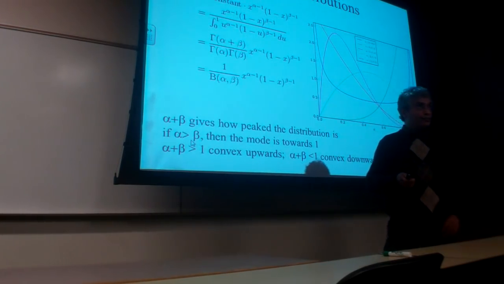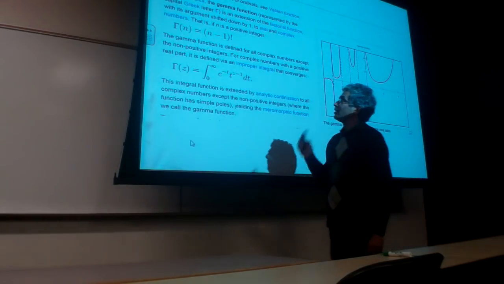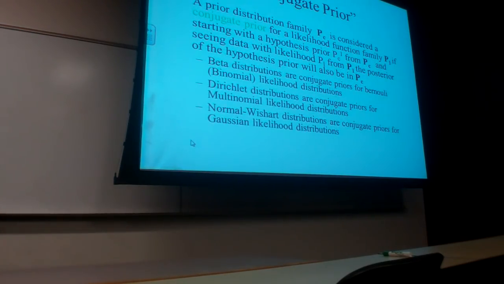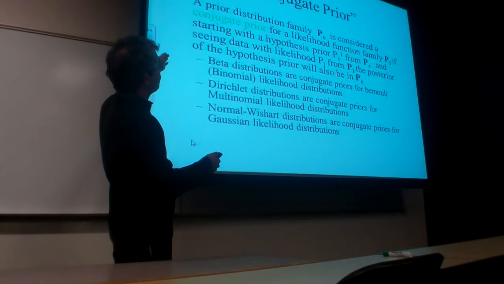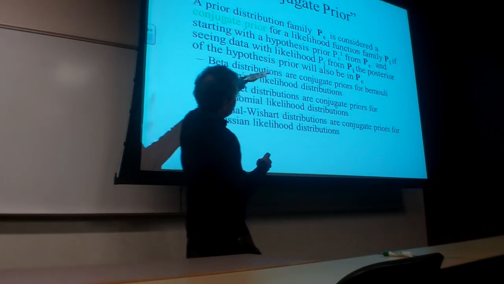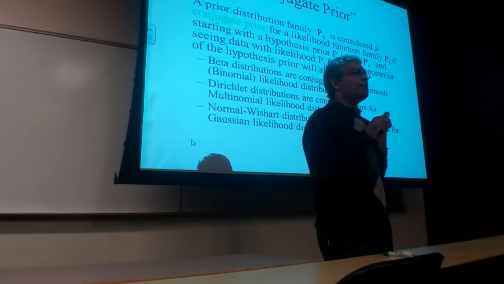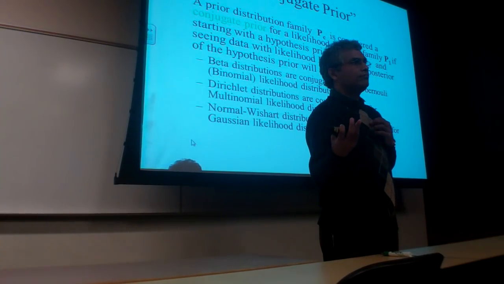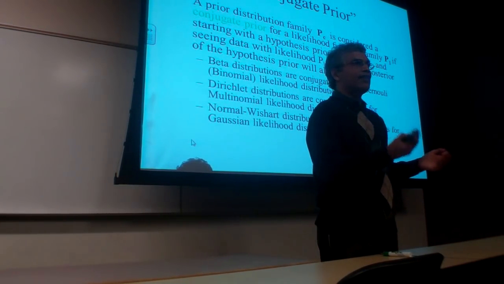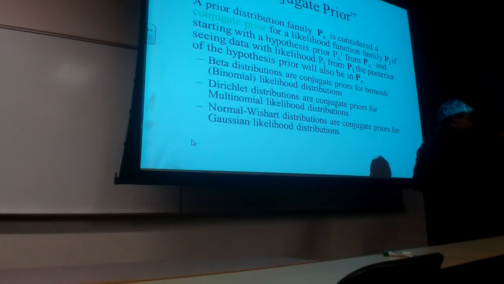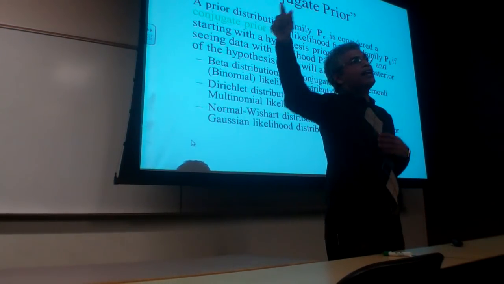Okay. Fine. So this is the gamma function itself, and as I said, it's a continuous version of the factorial function. And the conjugate prior, a prior distribution family, is considered a conjugate prior for a likelihood function family if starting with the hypothesis prior of this form and doing the likelihood update, you will still be in the same family but with different parameters. That's a very huge improvement. Because otherwise, in general, for example, Kalman filtering fails exactly when there are multimodal prior distributions.